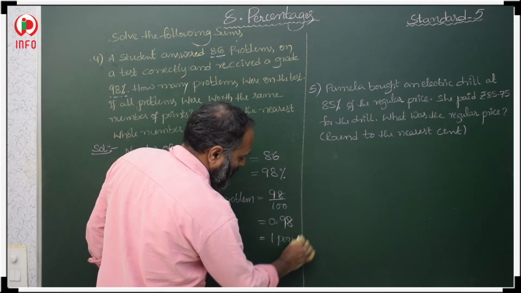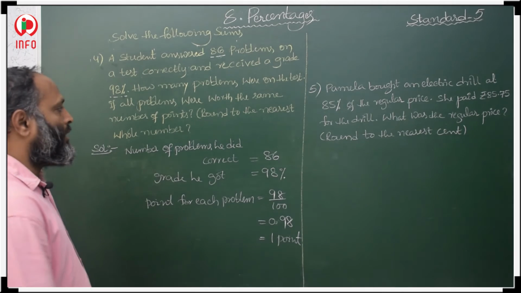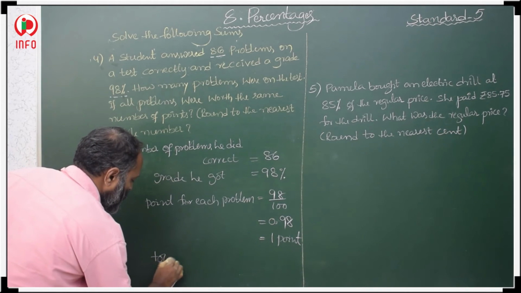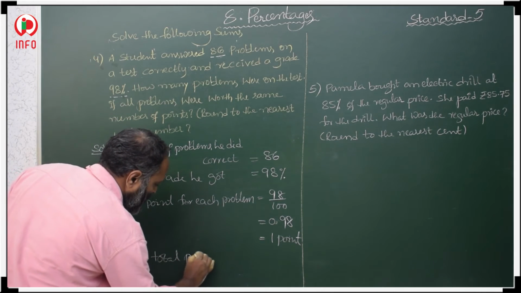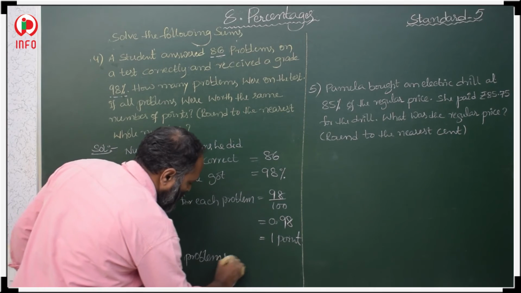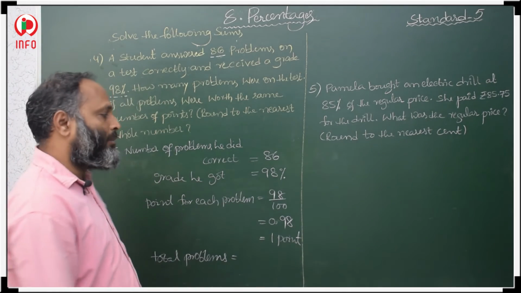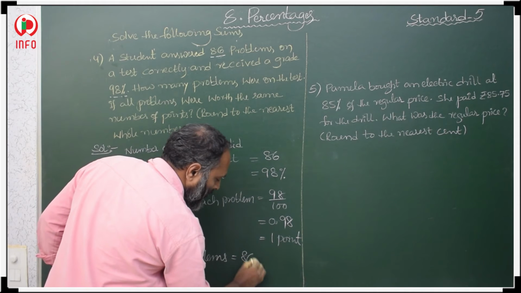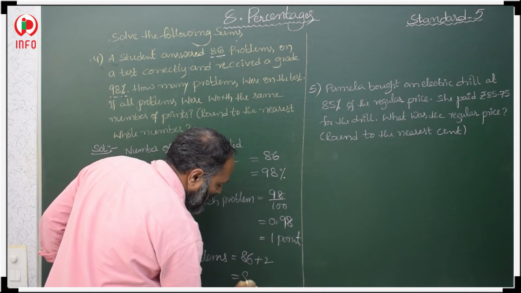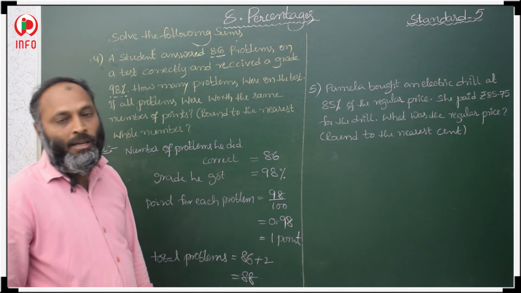So then total problems is equal to... here 98%, we need 2 more points. So that means already 86 are there, 86 plus 2 we have to add, total 88 problems.